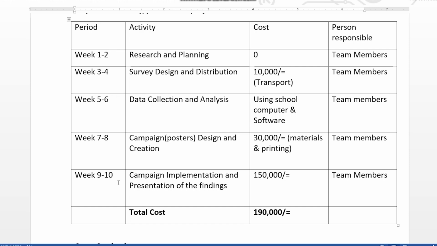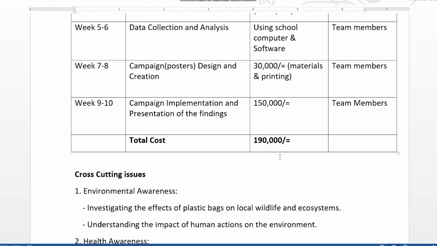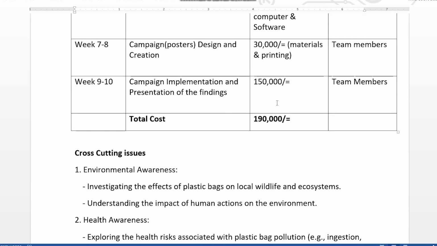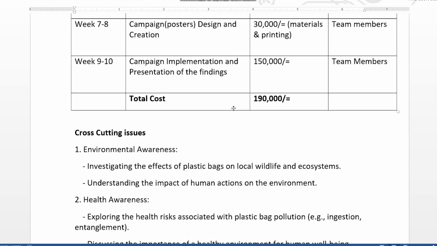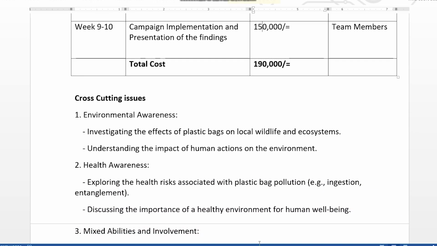And then these 2 weeks can be used to campaign, to implement the campaign, putting the posters where they are supposed to be, and it can cost him something to move around, maybe, or put whatever is necessary. So these are just costs that I've assumed, so you can put them basing on what you're seeing.